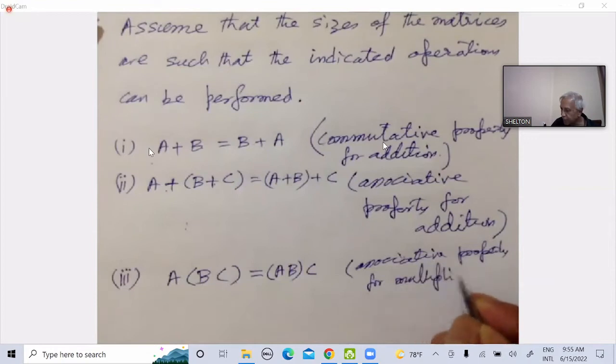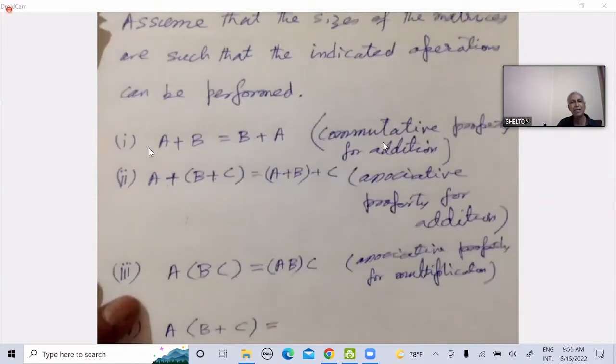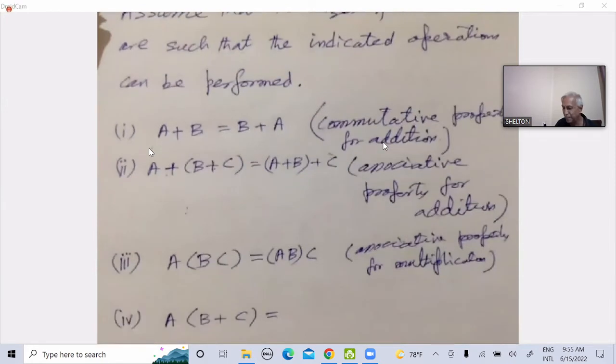For multiplication is true. Then third one is that. Then fourth one is A times (B plus C). What do you think this is? A times (B plus C) is equal to, for numbers, A times B plus A times C. That is true for matrices also. AB plus AC. So that is called the distributive law, distributive property.